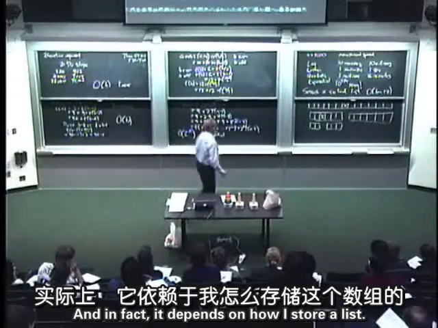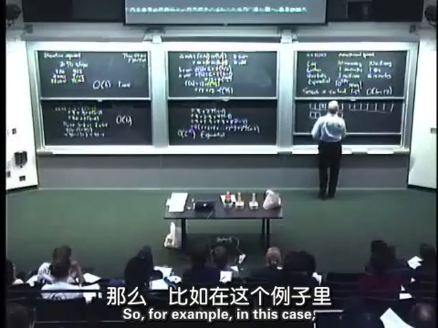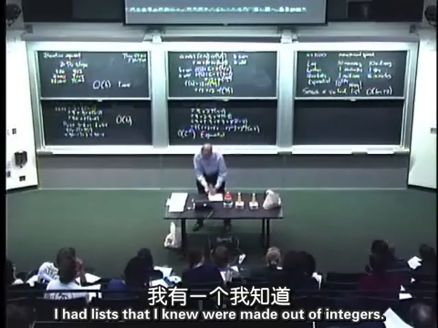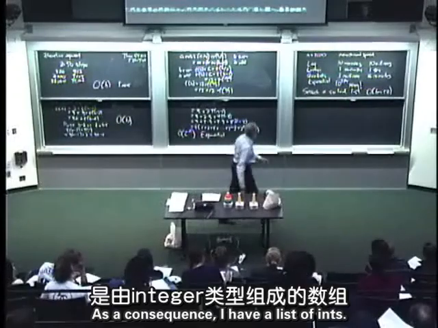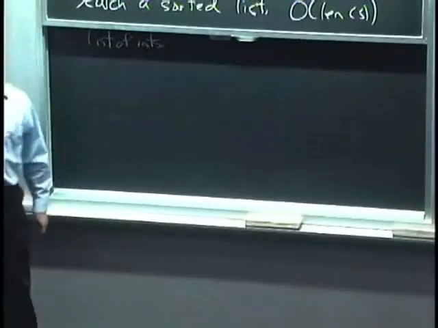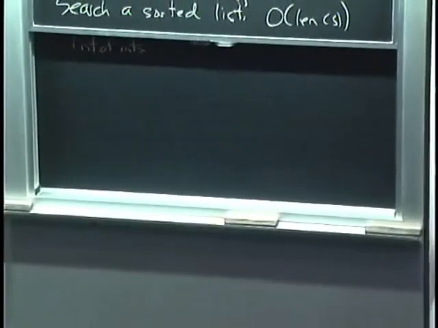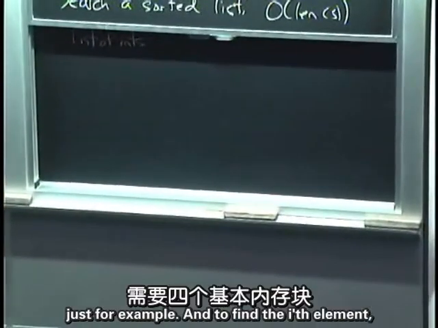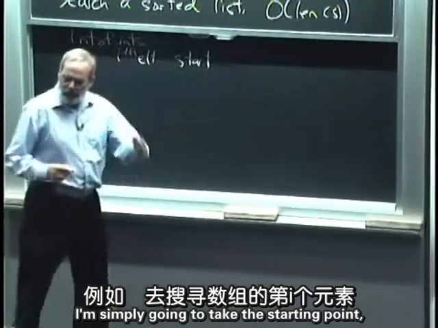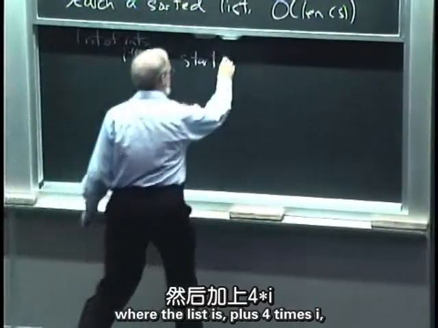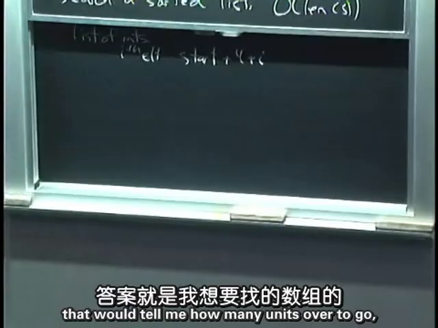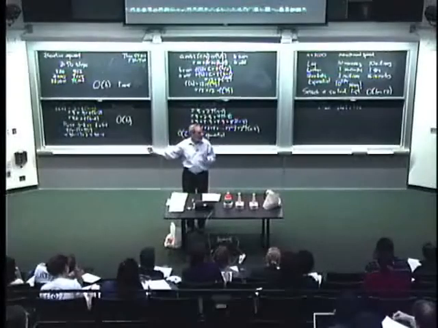And in fact, it depends on how I store a list. So, for example, in this case, I had lists that I knew were made out of integers. And as a consequence, if I have a list of ints, I might know, for example, that it takes 4 memory chunks to represent one int, just for example. And to find the ith element, I simply would take the starting point, that point at the beginning of memory where the list is, plus 4 times i. That would tell me how many units over to go, and that's the memory location I want to look for the ith element of the list.